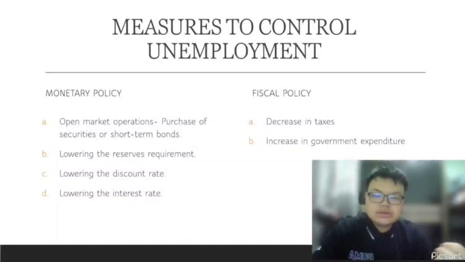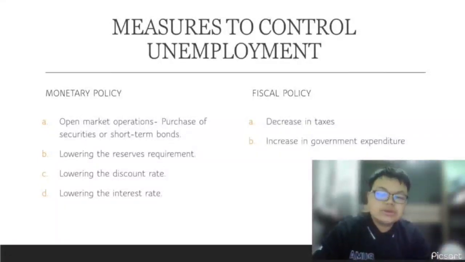The second one is lowering the reserve requirement. Reserve requirement refers to the amount of reserve commercial banks are required to keep in the central bank. During periods of unemployment, the central bank lowers this reserve requirement to increase the cash resources of commercial banks, thereby encouraging the banks to offer more loans to the public and businessmen.